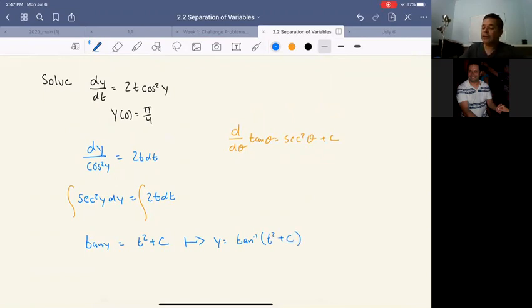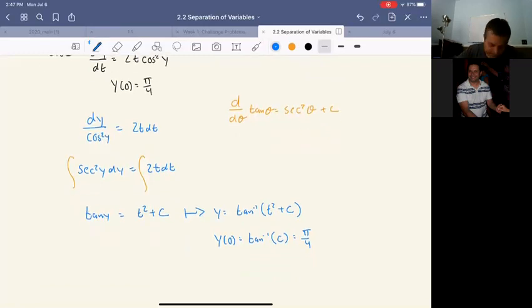Okay. y of 0 is pi over 4. So tan inverse of c is pi over 4. What's the tangent of pi over 4? Tangent of pi over 4 is 1 last I checked. Okay, so y as a function of t is going to be the tan inverse of t squared plus 1.